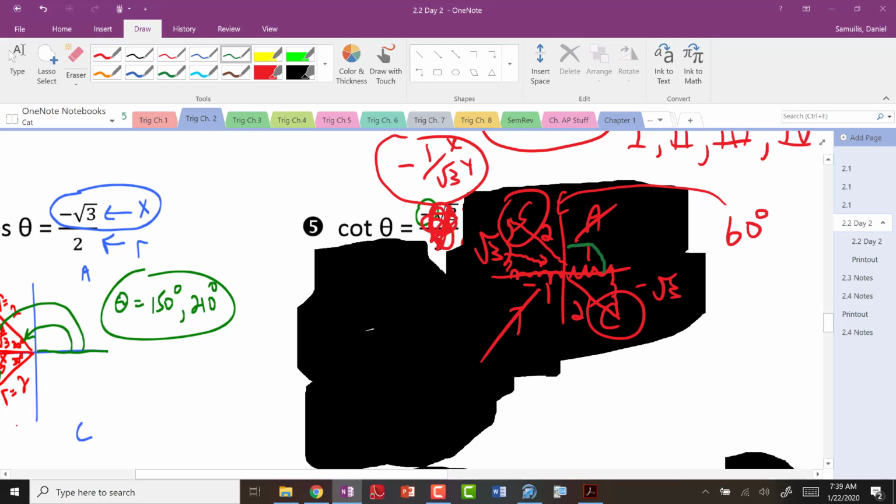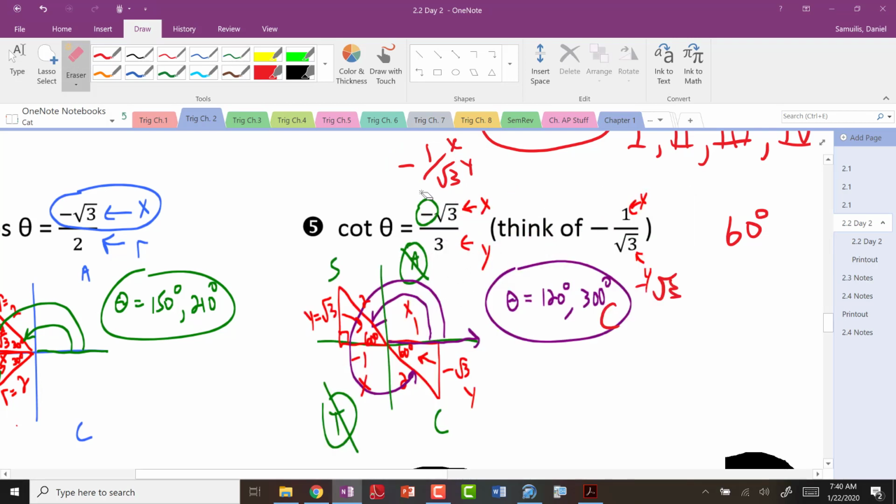What's this angle measure, though? If this is 60 here, the answer is 120. And then what's this angle measure here? If this is 60, you're 60 short of 360. So that's 300. And those are your two answers for this. I'll erase all my other rigmarole here and show there it is.